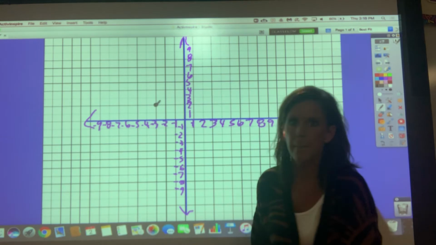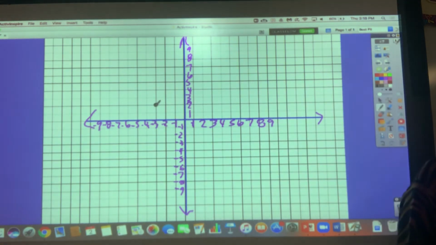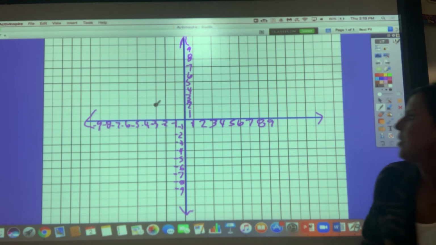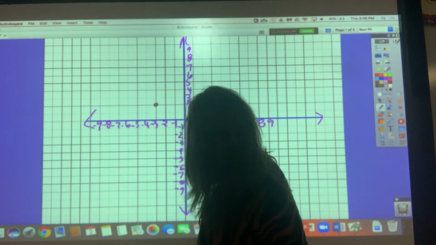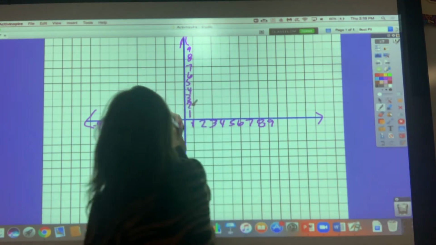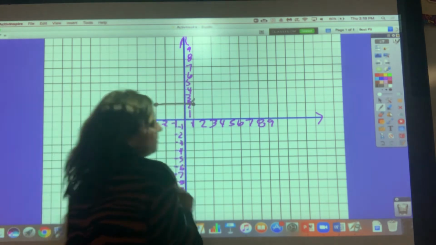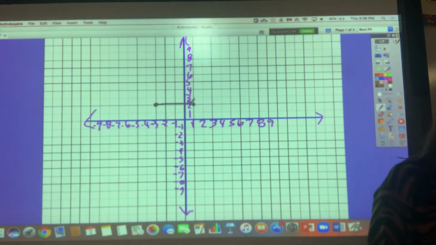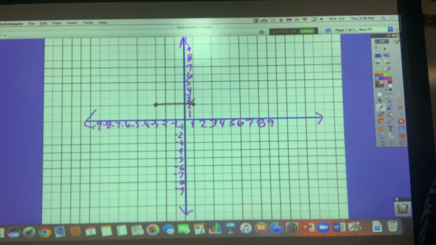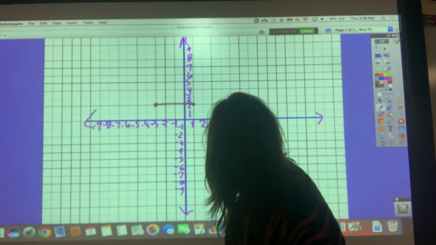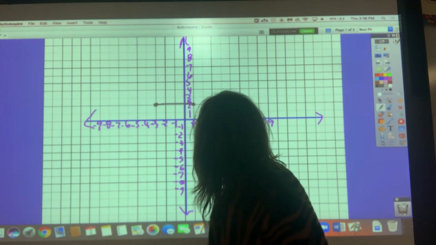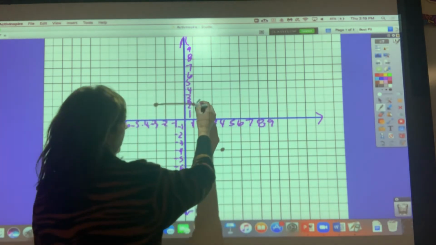-3, 2. Okay, our next point will be 1, 2. So over 1, up 2, 1, 2. Okay, we're going to connect those. Okay, our next point is going to be 4, negative 4. So 4, negative 4. Okay, so we'll connect that.